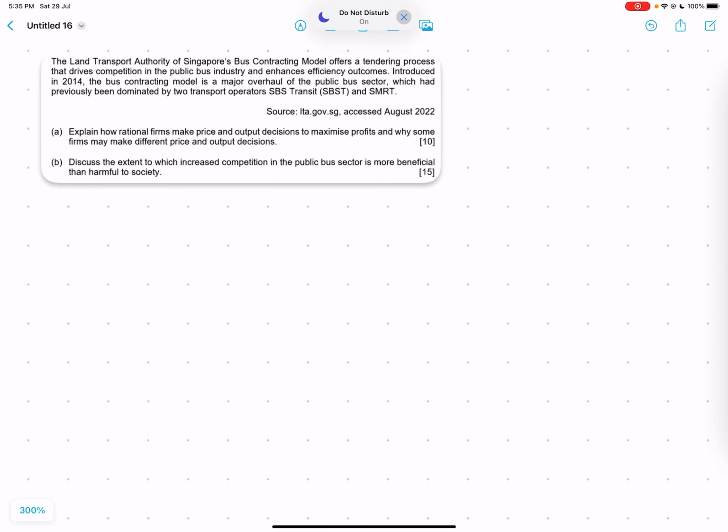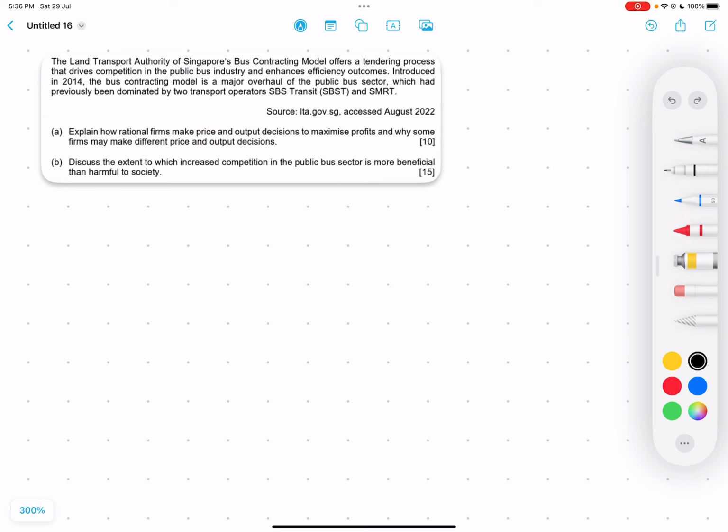Okay, so this is essay question 1 for the common test. We go through A first, then we do B. So A asks how rational firms make price and output decisions to maximize profits, and then why some firms may make different price and output decisions.